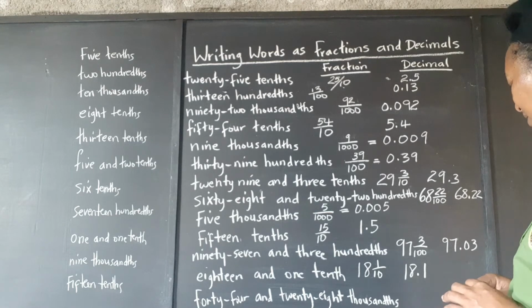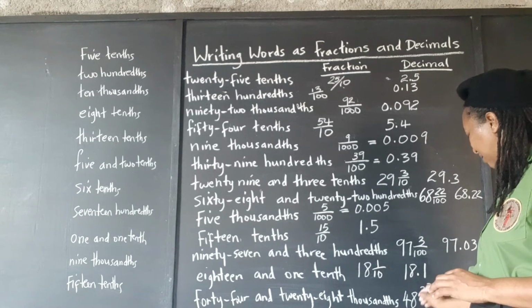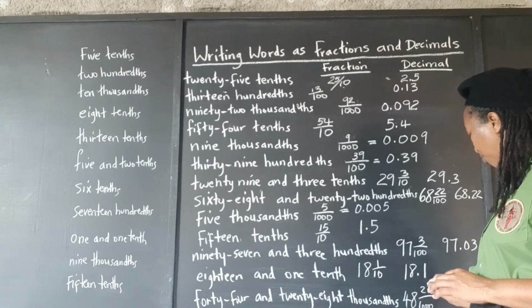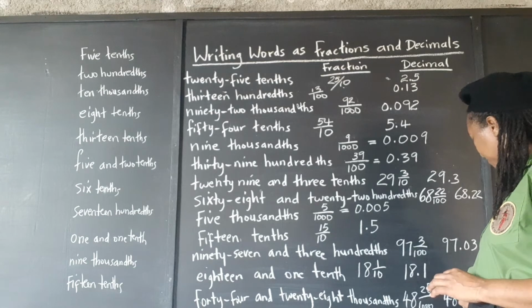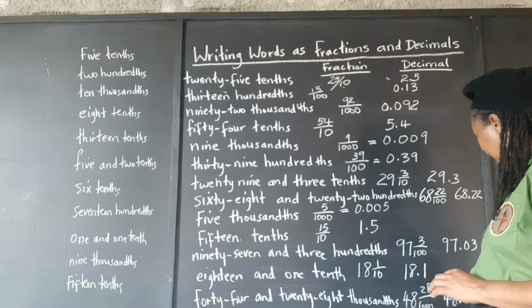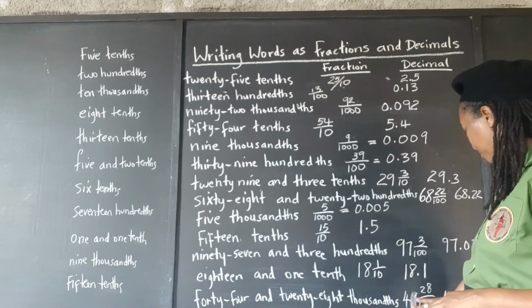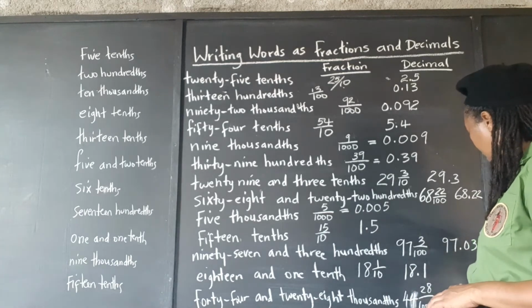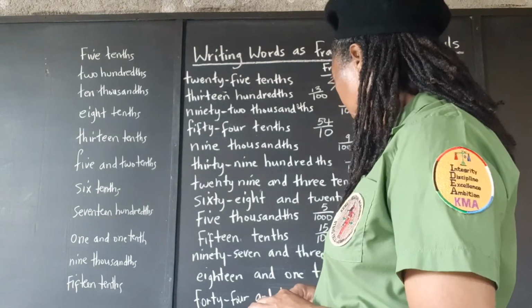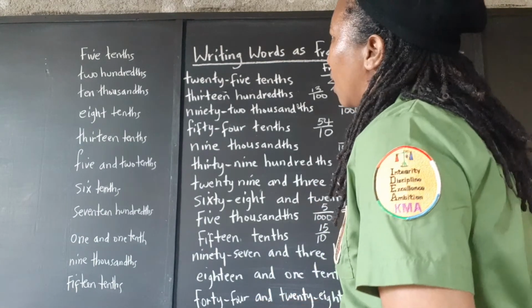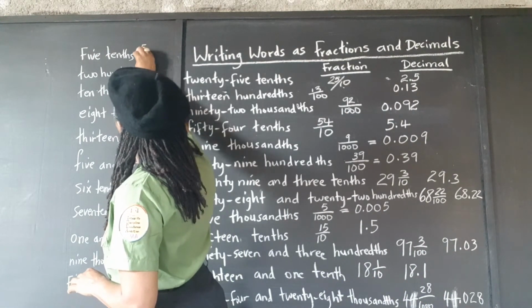44 and 28 thousandths. So 44, 28 thousandths. So 3 places, 1, 2, and a 0 there. So it's 44 and 28 thousandths. 5 tenths.